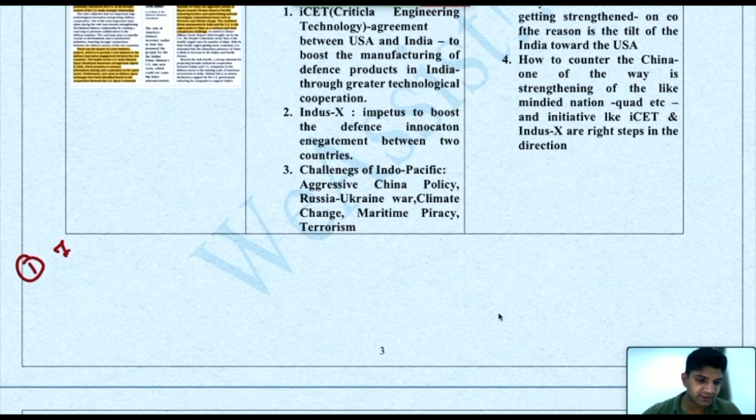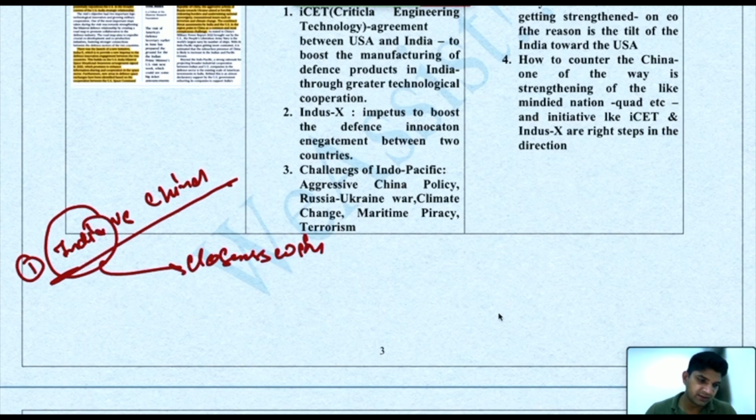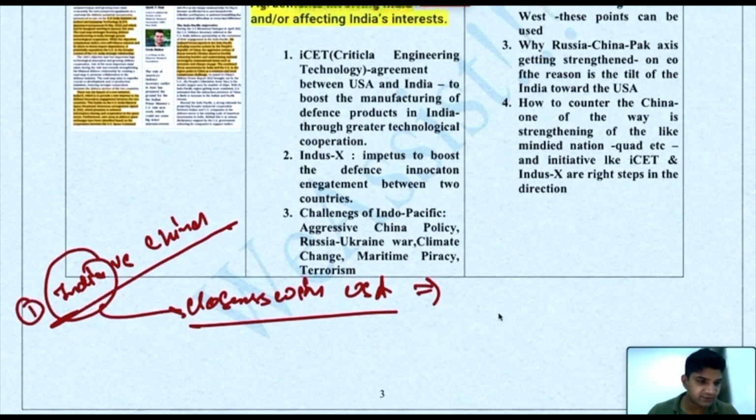Suppose there is a question of India versus China, or India and China in conflict. Discuss the reasons for it, or the aggression shown by China. Discuss the challenges. So one of the challenges is the closeness with the USA. And how will you substantiate the closeness with the USA?